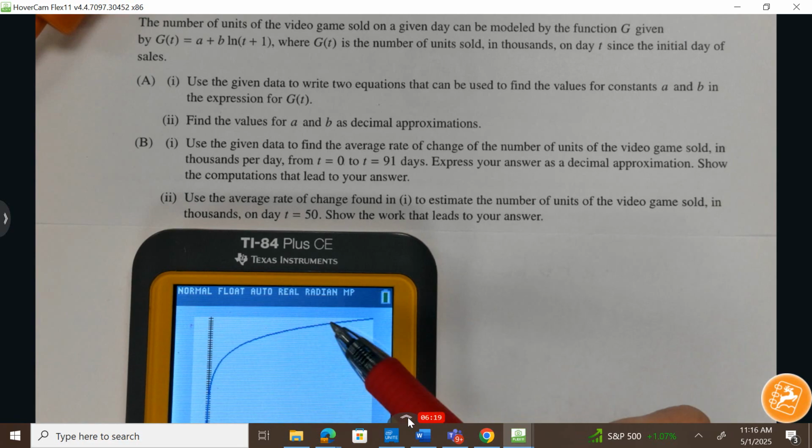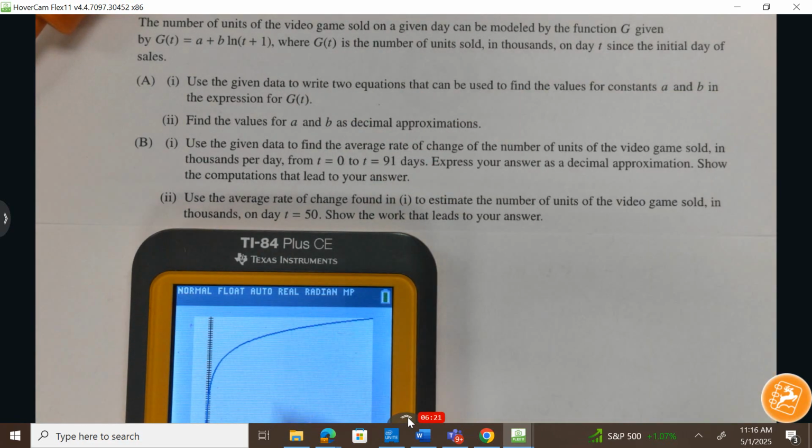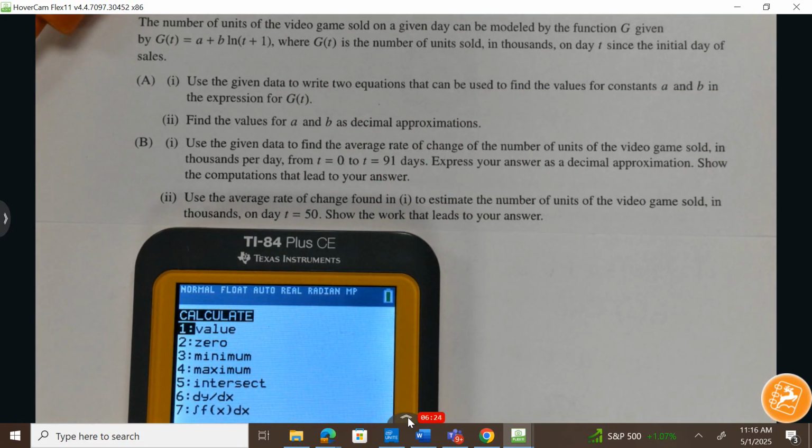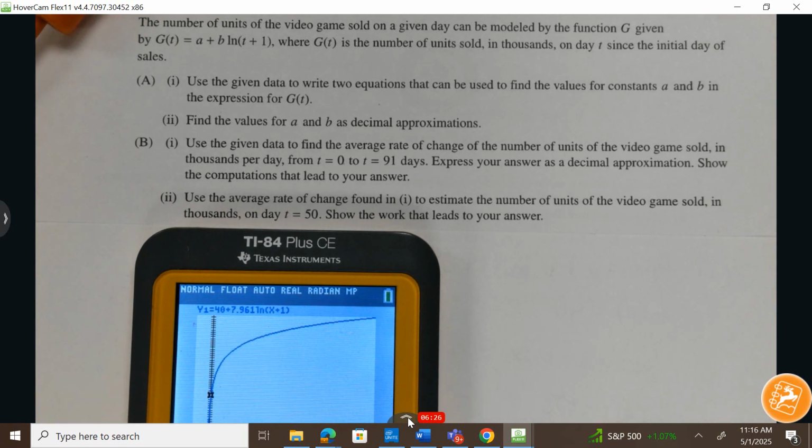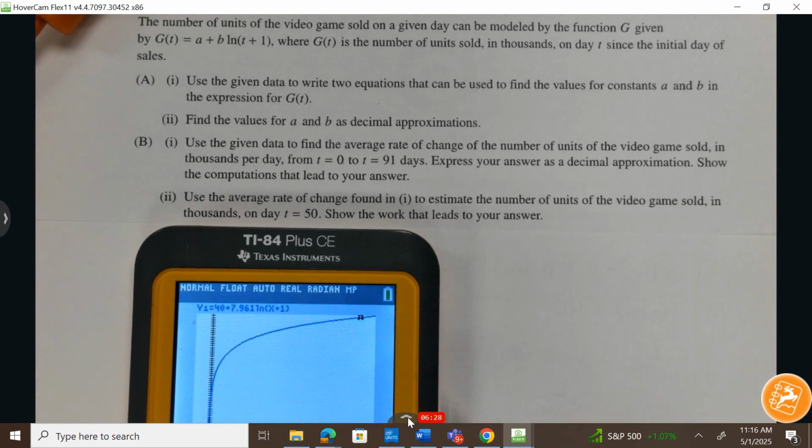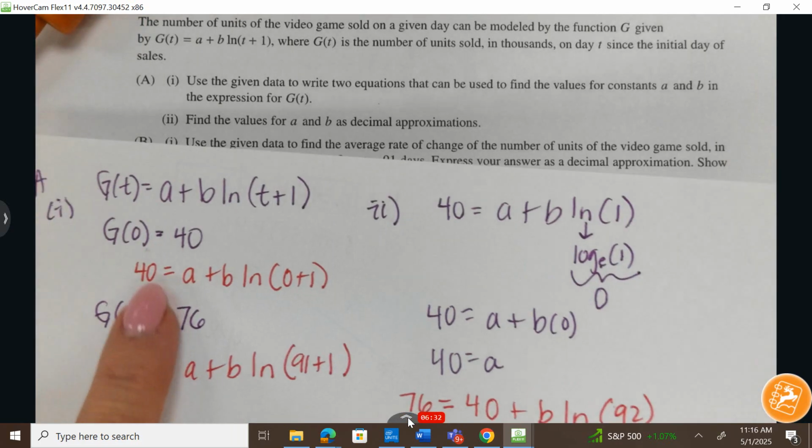So this shows the model of this equation where I could determine it. Just giving you an example here, I could say, okay, watch this. On the initial day, there's 40, and on day 91, we can see there's about 76, and that's exactly what the information that was provided to us, correct?